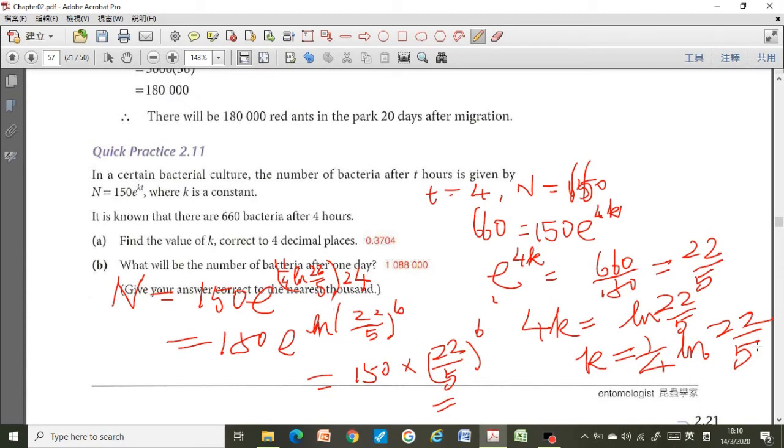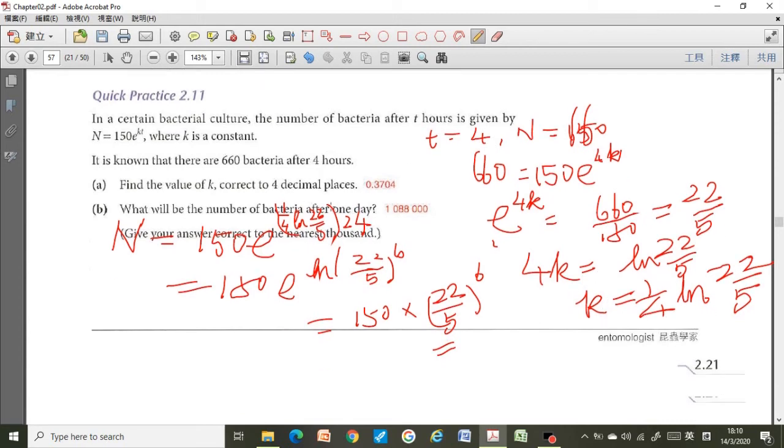So here you need not calculate this answer yet. If you just use this answer, put it down here, then multiply by 24 and then exponential, you will have an error in calculation. So better use the exact value inside the second part.